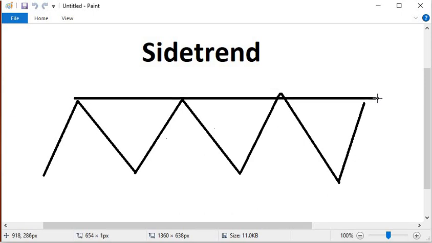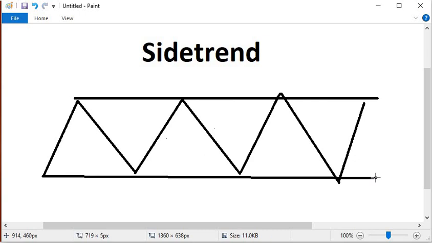Now it is acting as a roof. You can see it. This is a resistance area. The best strategy in a side trend is to sell from the resistance area. Okay, now this area is likely to act as support. Support is like a floor.